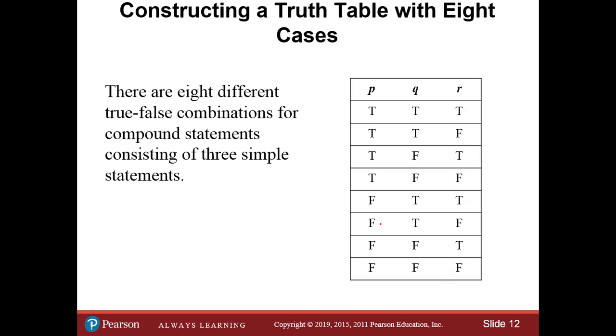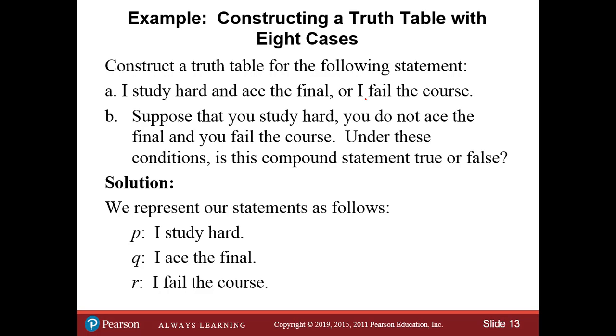So either way, notice that when we had one statement, we had true, false. We had two possible outcomes. With two statements, we had four, so it doubled. And with three statements, it doubled again to 8. So every time you add a statement, it doubles the number of possible combinations of truth values. We won't do any more than three statements, just so you know.